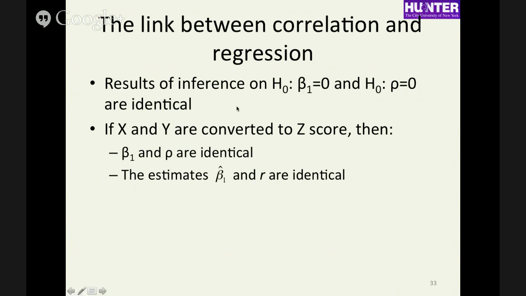And this is conversion to z-score. That's just one way of making sure that they both have the same standard deviation. So if they both have the same standard deviation of 1, then your slope and your Pearson correlation are identical.